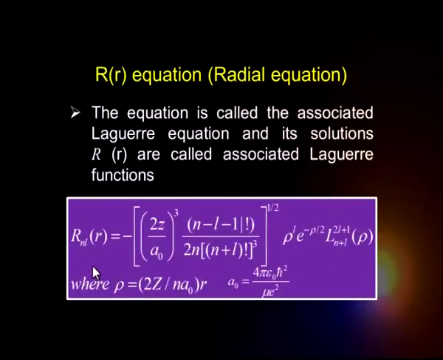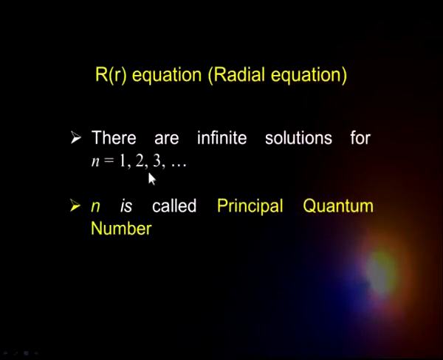Two, we are getting a new quantum number called n, which has positive integral values 1, 2, 3 up to infinity. So we got two things there.